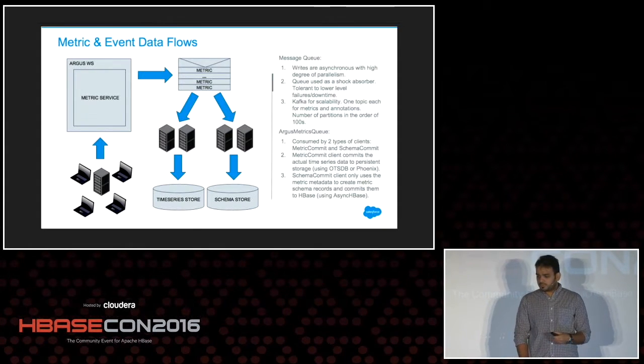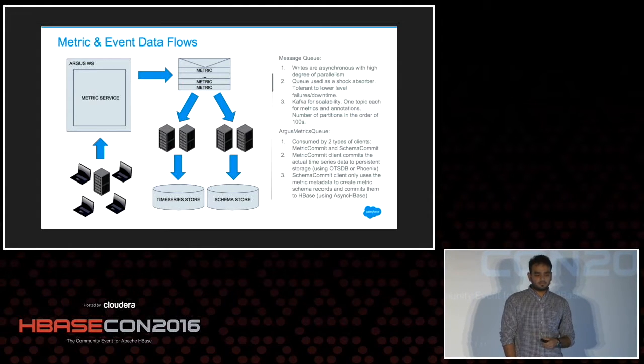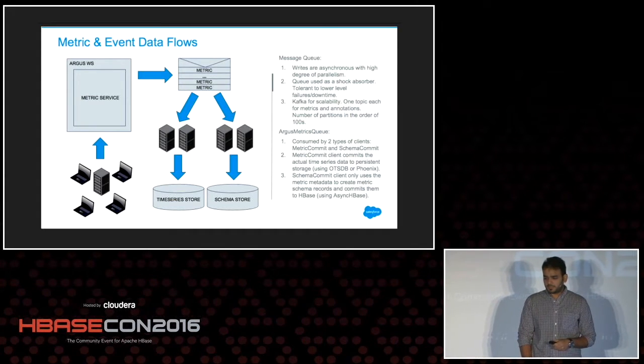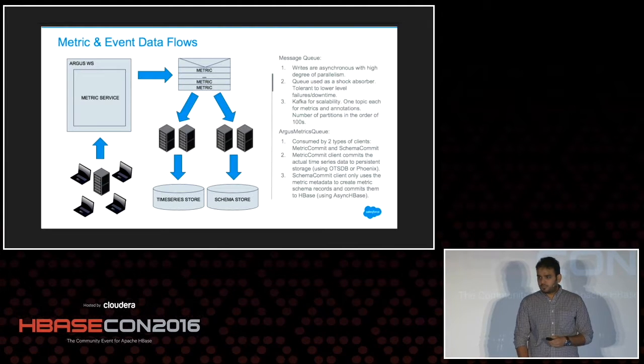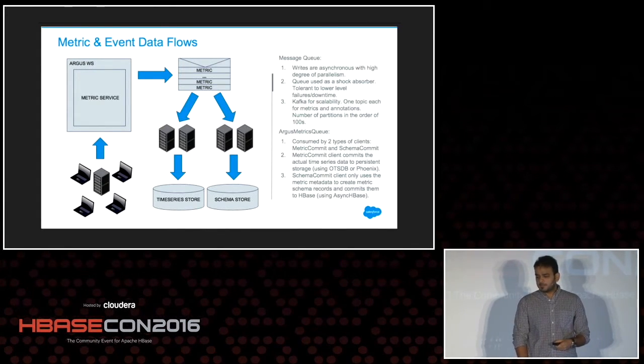So we use Kafka for scalability. We initially started off with ActiveMQ, and there were some scalability issues with that. So we moved on to Kafka, and it has been performing really well for us. As far as the queue is concerned, we have separate topics, each for metrics, events, and alerts.